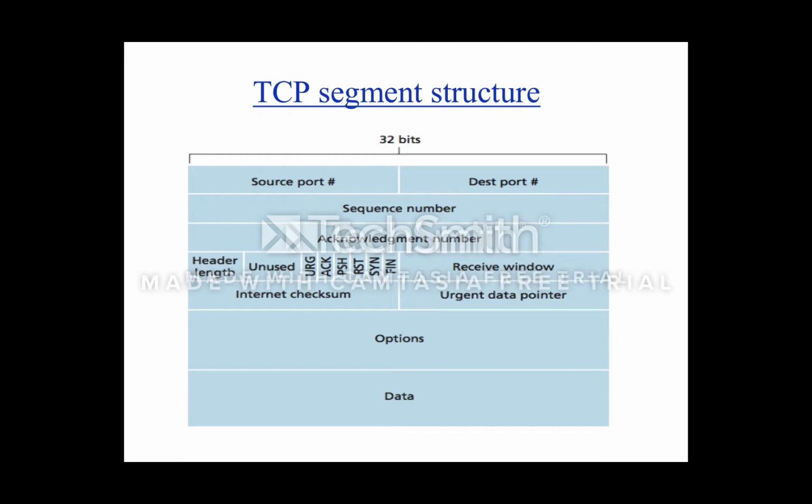The optional and variable length options field is used when a sender and receiver negotiate the maximum segment size, or it can be used as a window scaling factor, which is used in high-speed networks. There also, timestamping is available. The major field is the flag field, which has 6 bits.